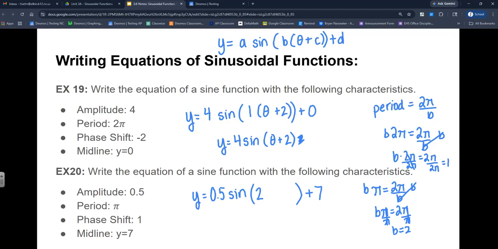And then we have a phase shift of 1, so we need an extra set of parentheses right here. And that phase shift, we could put theta minus 1. You're also okay if you want to use an x instead of a theta in this case. Here, theta is just a variable in this problem.